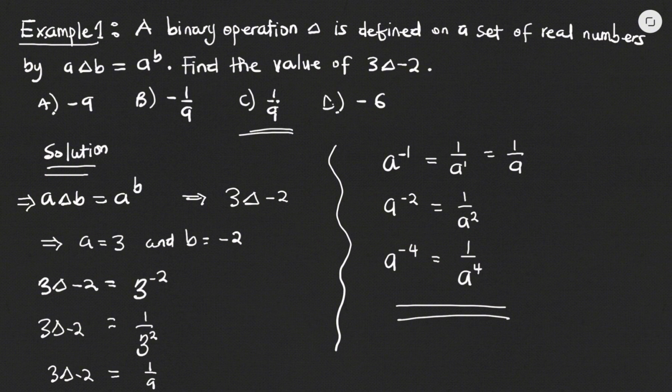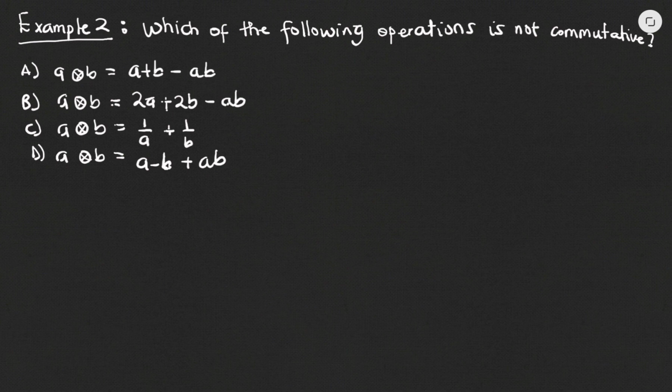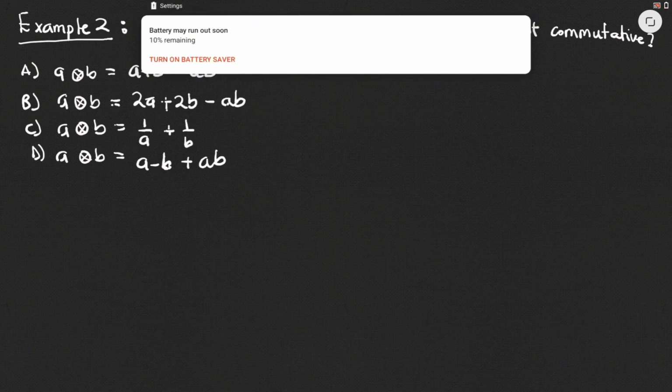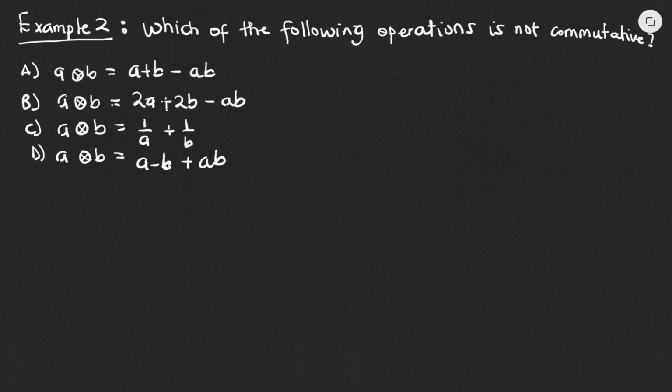All right, so let's have a look at the next question under this tutorial. Which of the following operations is not commutative? We have option A. A operation B is equal to A plus B minus AB. Option B. A operation B is equal to 2A plus 2B minus AB. Option C. A operation B is equal to 1 over A plus 1 over B. And then D. A operation B is equal to A minus B plus AB. Alright, so let's have a look at the solution to this problem.